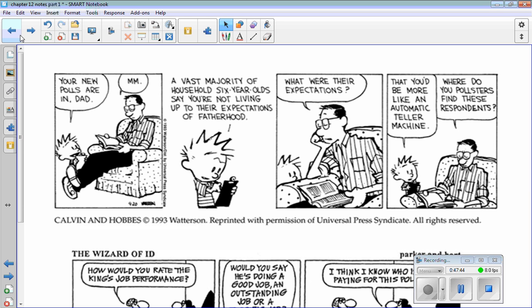Yes, you have to read it. Are you going to read it? You want me to read it to you? All right, here we go. The majority of household 6-year-olds say you're not living up to their expectations. What were their expectations? And then he's like, where do the pollsters find these respondents? So, what kind of bias is that?